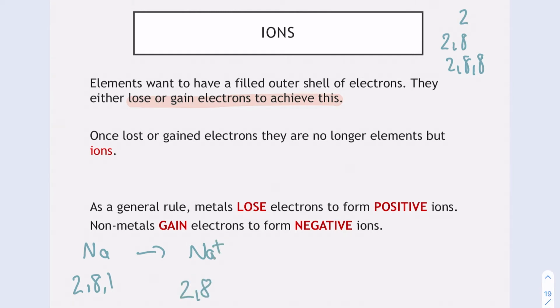Now why does it become a plus? Because it's lost an electron, so it's lost a negative charge, so therefore you're going to have more protons, and it's going to be a positive charge.